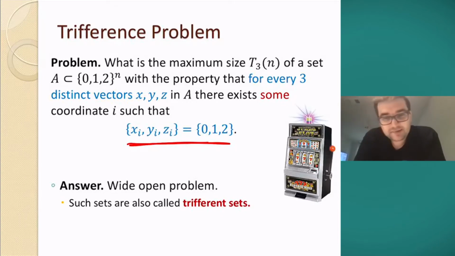And perhaps a good visual, if you're a betting man, when you see one of these machines, this trifference problem is really asking for the opposite of what you would like to see when you're betting on a slot machine like this. So you would like the vectors to be all distinct in that coordinate, not all equal.